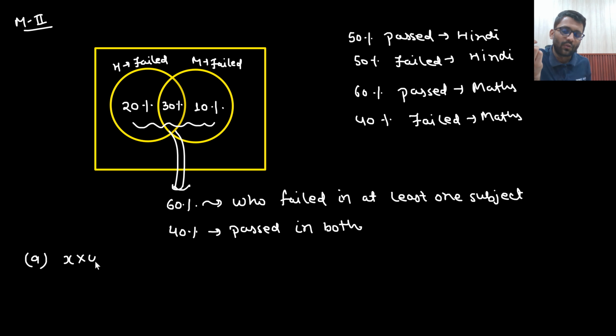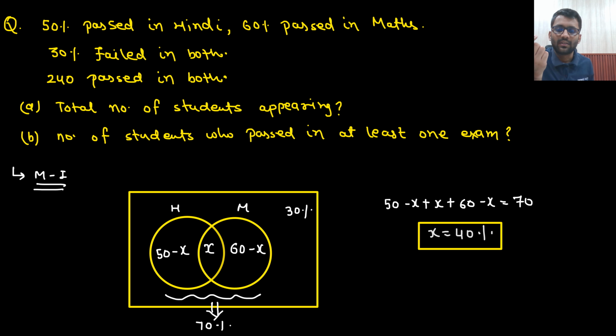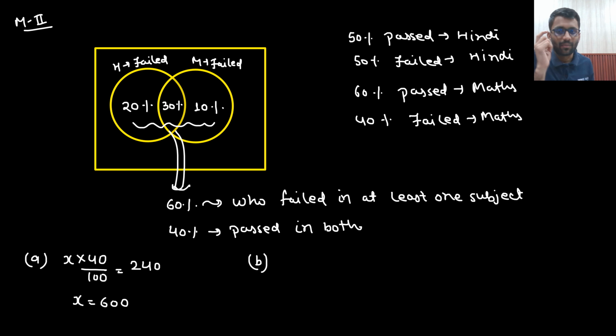So what they are saying, that 240 guys passed in both. So 40% of x is 240. That means x is 600. So 600 students in total. Secondly, what they are saying, the number of students who passed in at least one exam. So 30% failed in both. That means 70% of the students passed in at least one examination.